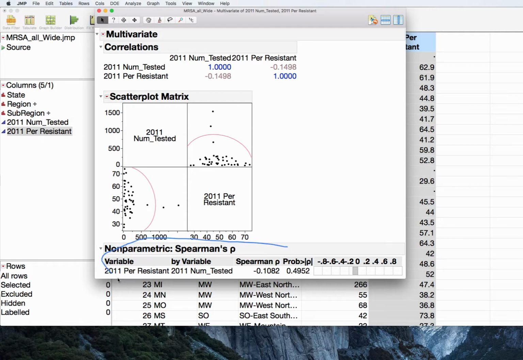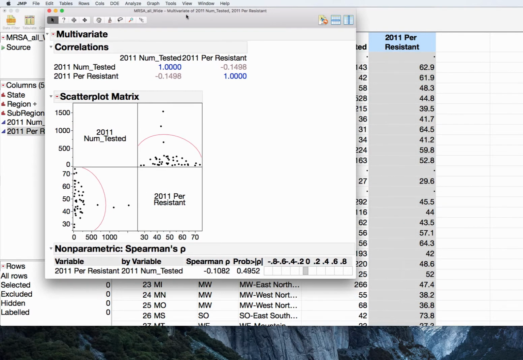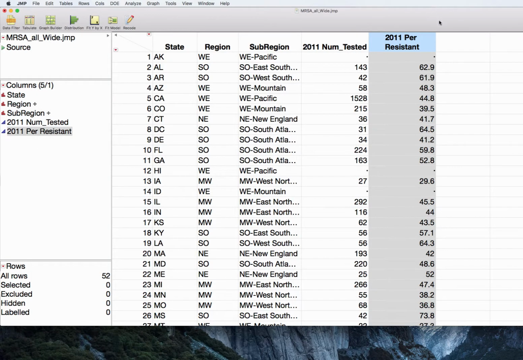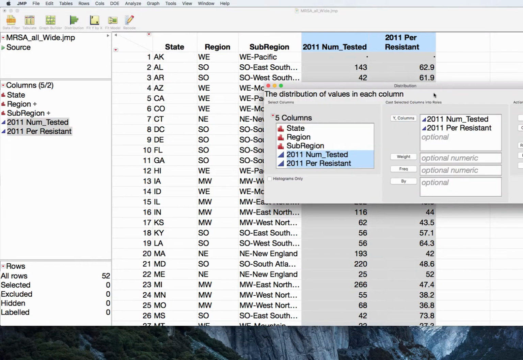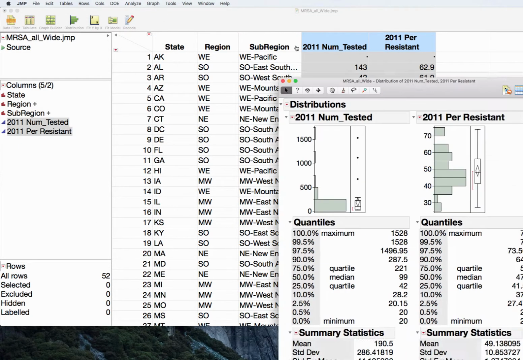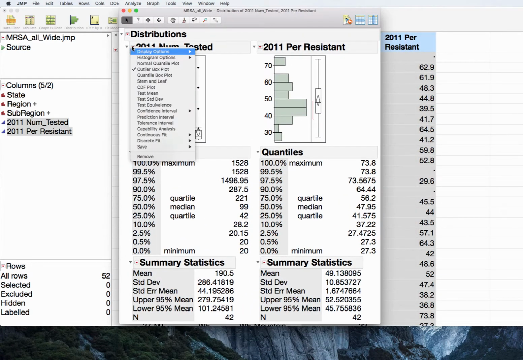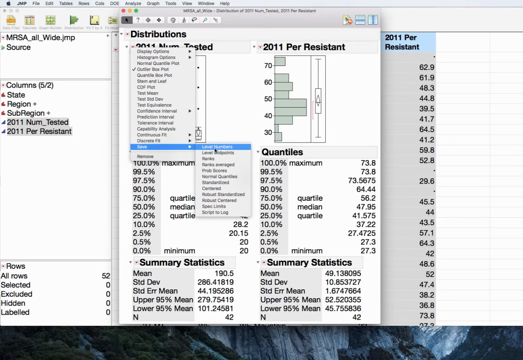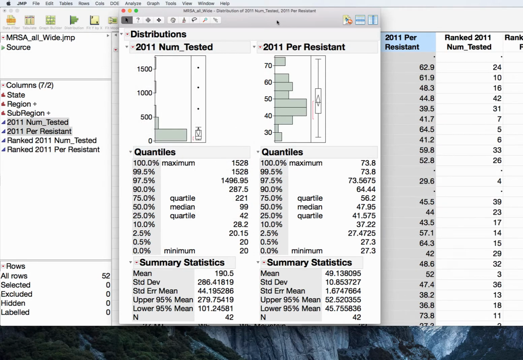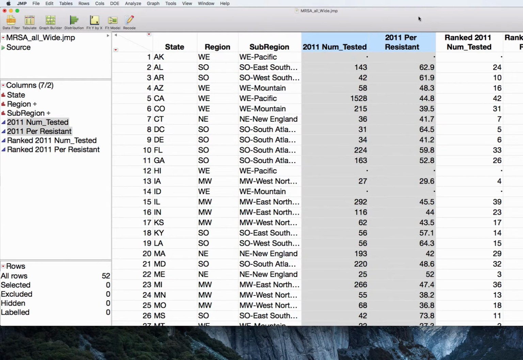And then at the bottom here, what you have is the correlation that can be interpreted in the same manner as a Pearson's, only it's based solely on the ranks of the data. And you may say, what are the ranks? Well, the ranks actually just take your response values and put them in order, lowest to highest. And then they're actually doing a Pearson's on the ranks. So we could actually do our distribution here for the number tested and the percent resistant and press OK. And then we could ask for our distribution to save the ranks. And it will save the ranks for both of our values.